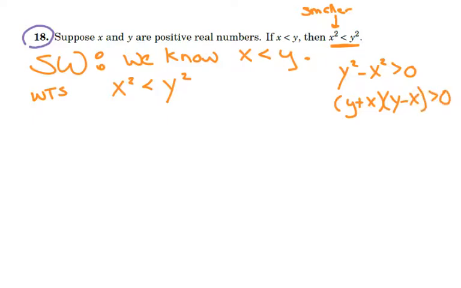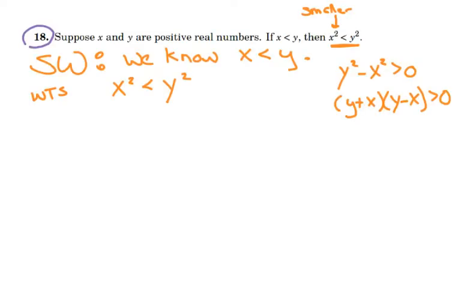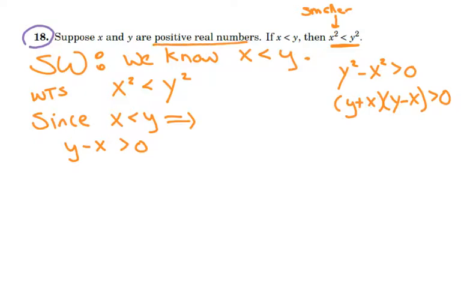So this is how I got started. And let's see if I can remember what I said to myself. Okay, and then we'll write it up. x is less than y. We know y minus x is greater than 0. Do you agree? They're both positive real numbers. y is bigger than x. Their difference is going to be greater than 0.